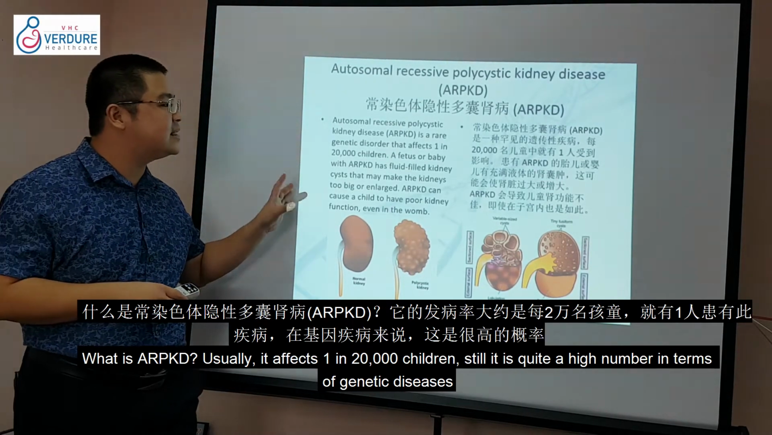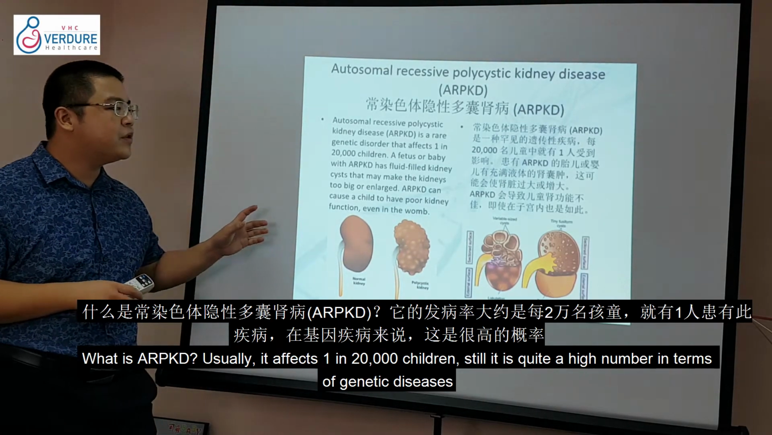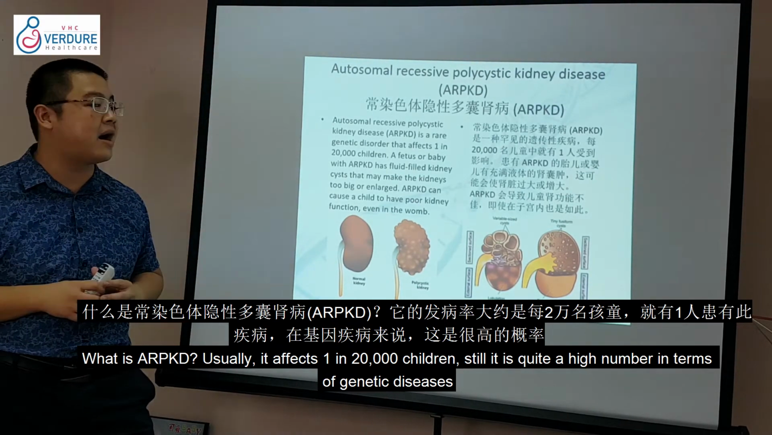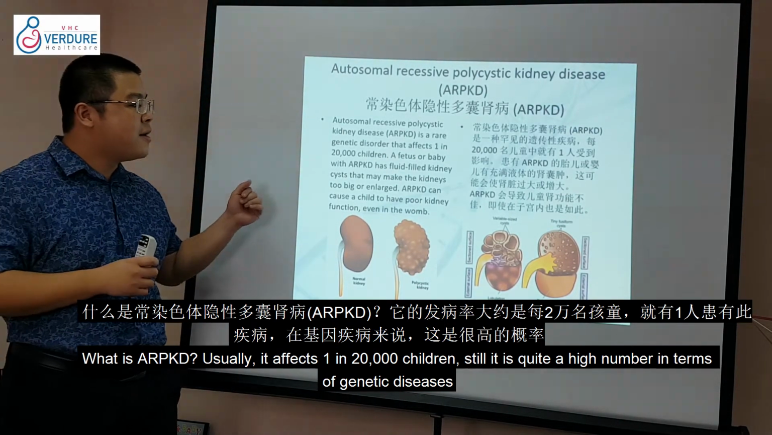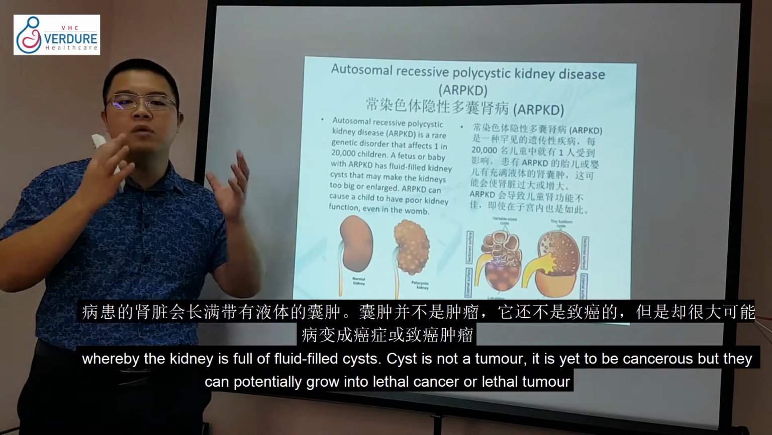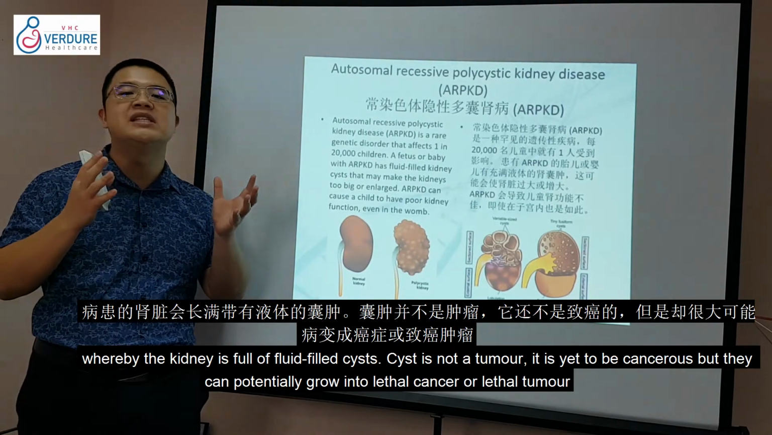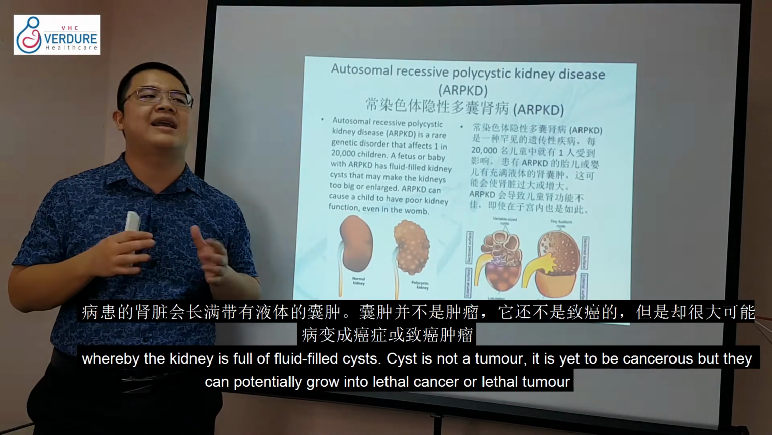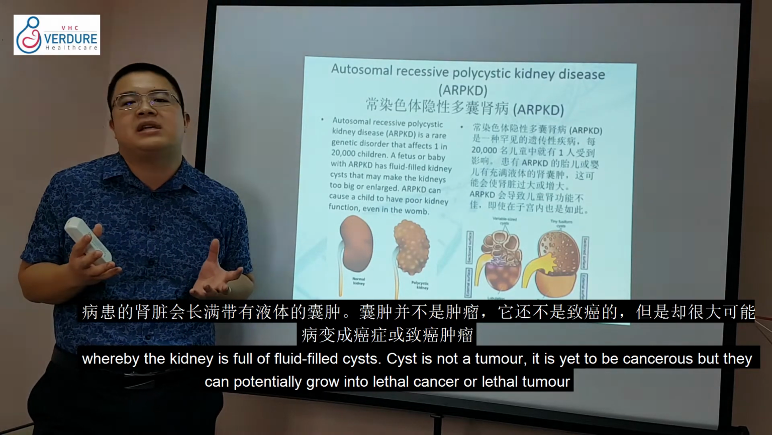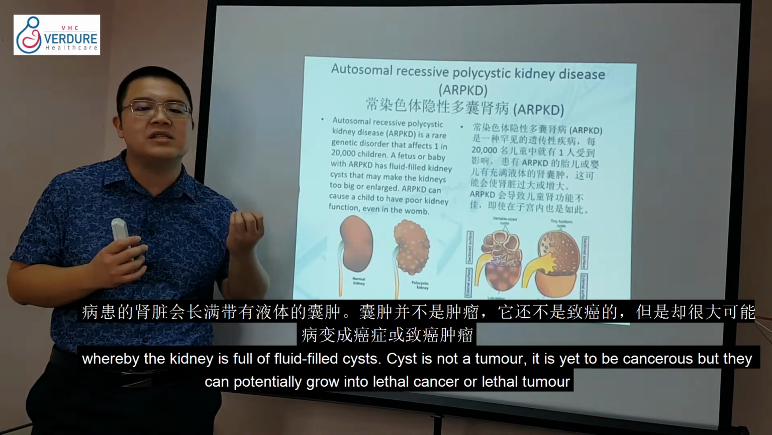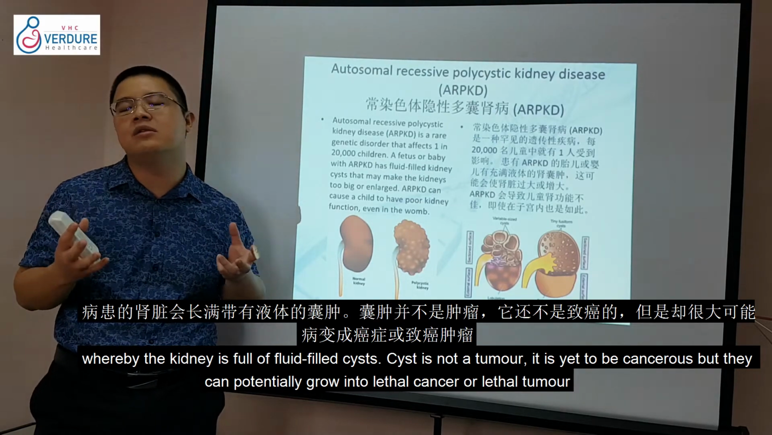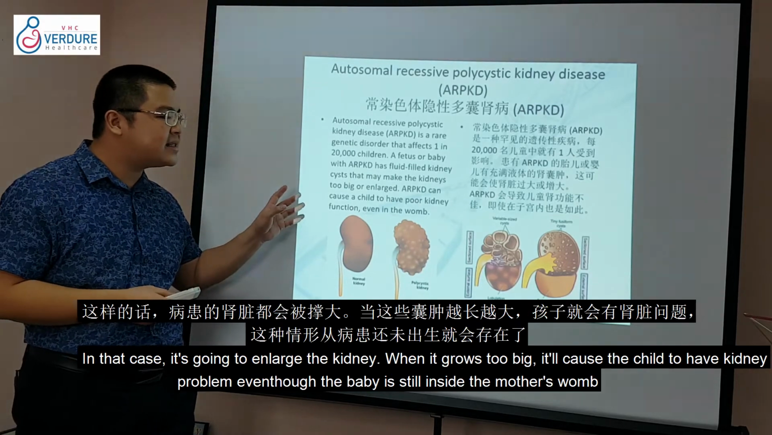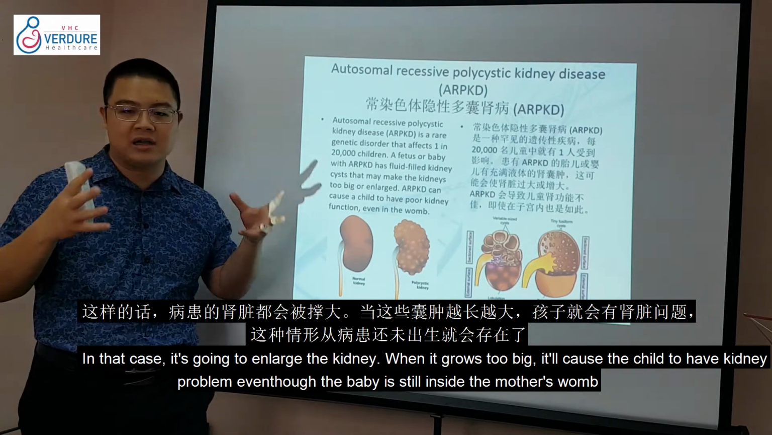Anyway, what is this ARPKD? It usually affects 1 in 20,000 children, but that is still quite a high number in terms of genetic diseases, whereby the kidney is full of fluid-filled cysts. Now, a cyst is not a tumor, it's not yet a cancer, but there is some potential whereby some of these cysts can grow into a lethal cancer or a lethal tumor. If that's the case, it's going to enlarge the kidney.